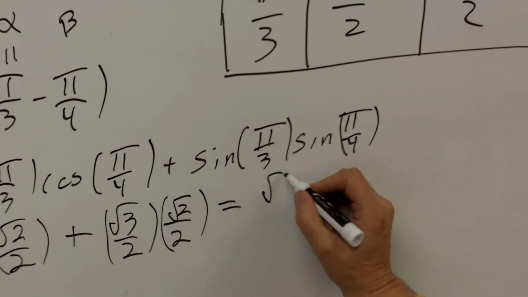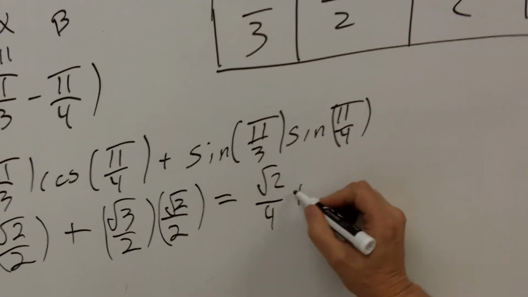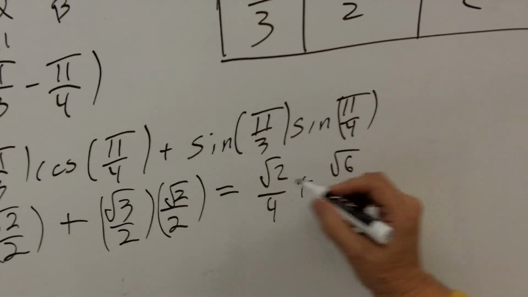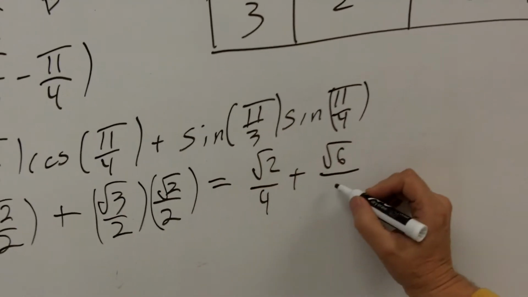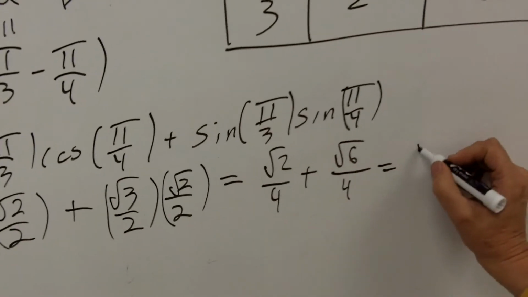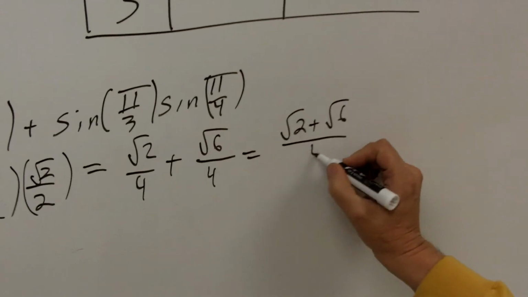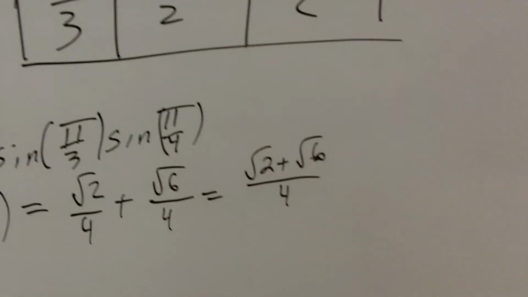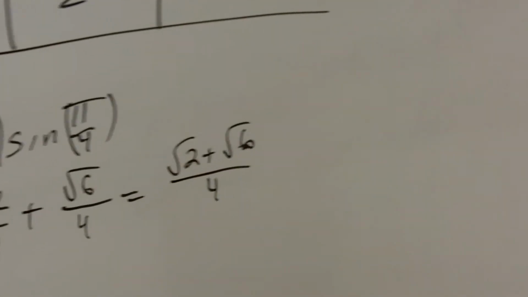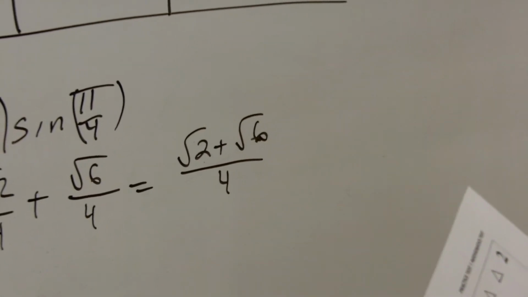So the first is going to be the square root of 2 over 4 plus the square root of 6. Square root of 3 times square root of 2 is square root of 6 over 4. Same denominator, so I can write square root of 2 plus the square root of 6 all over 4. And that answer on the sheet is answer H.